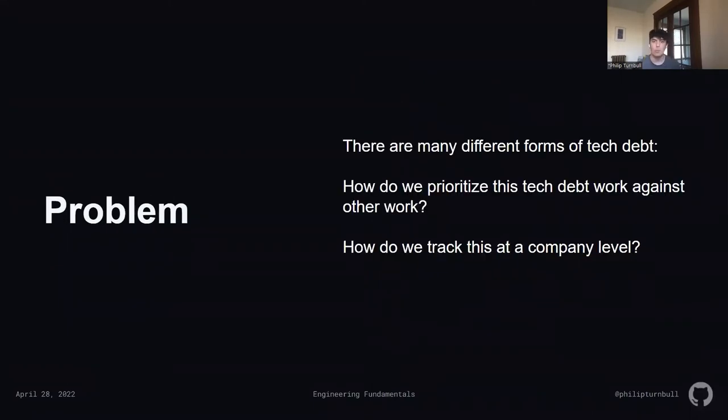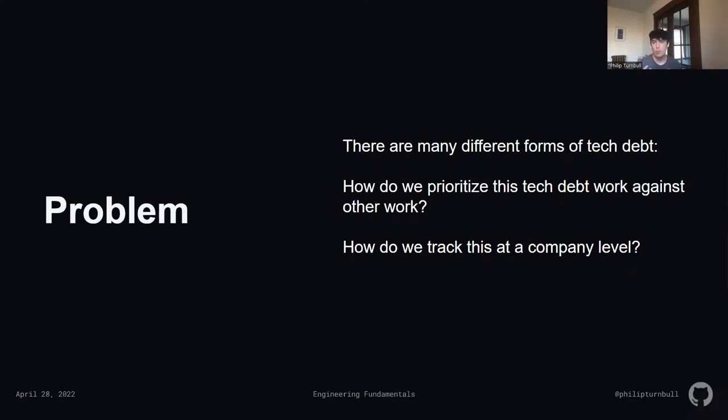So the problem, there's many different forms of tech debt that we want to track and remediate. Like I said, there's more traditional tech debt, such as performance, having systems that have incident readiness set up. So for example, pages and so forth. Then there's also security tech debt that we want to track as well. Things like container scanning results, static analysis alerts, outdated dependencies, secrets stored in source code.